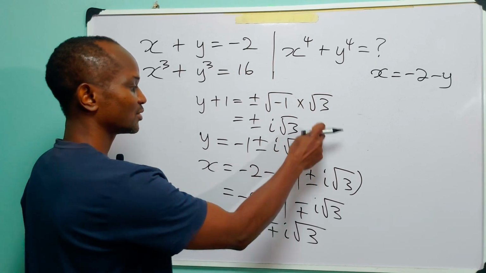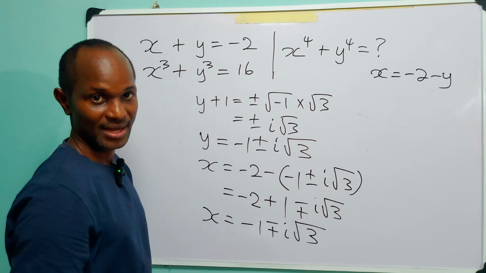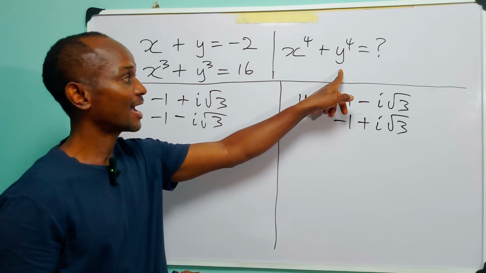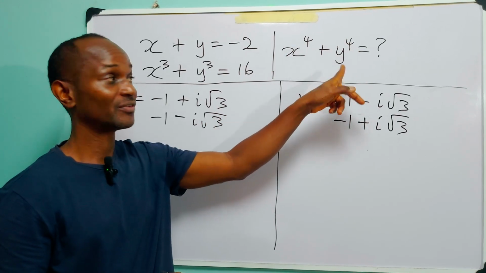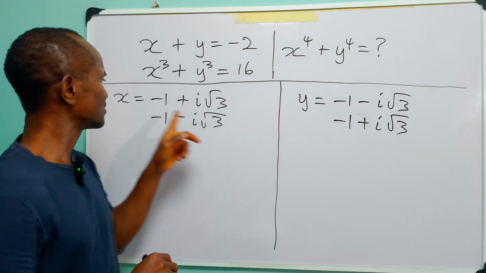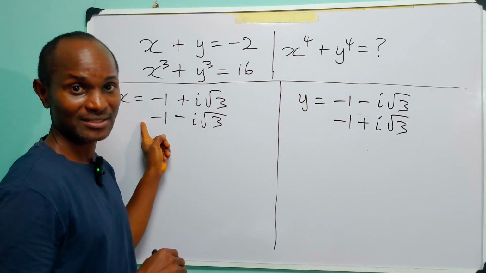So now we found values for y and for x. Now the next thing is to calculate x raised to power 4 and y raised to power 4, add both of them and get the value of this quantity. But before we do that, let us look at the values of x and y that we calculated.